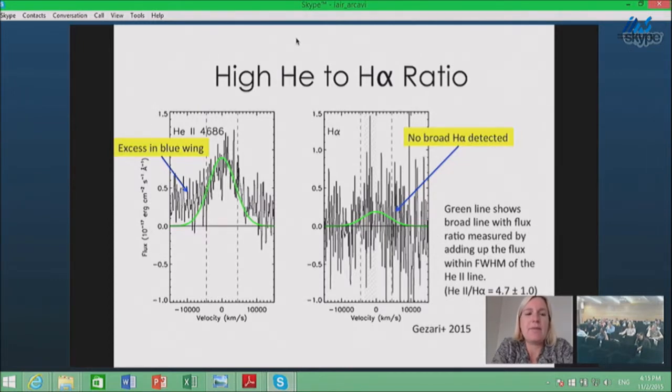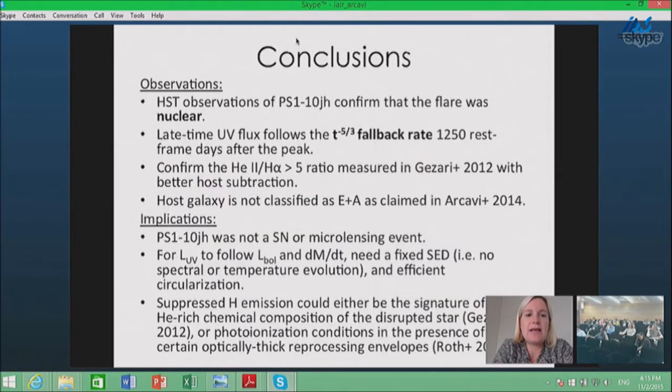Okay, so my conclusions: our HST observations of PS1-10jh confirmed that the flare was nuclear. The late time flux follows the t to the minus 5/3 fallback rate, 1250 rest frame days after the peak. We confirmed the helium-2 to H-alpha greater than 5 ratio measured in our first paper with better host subtraction, and we do not classify the host galaxy as an E+A, as claimed in Arcavi et al.